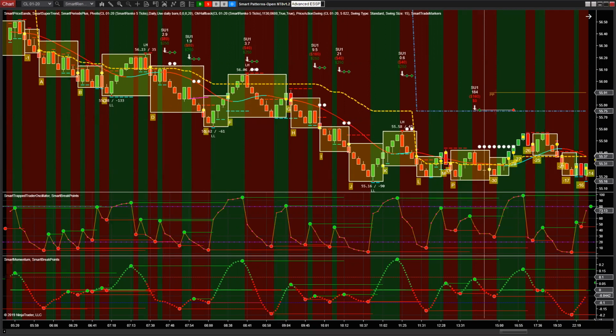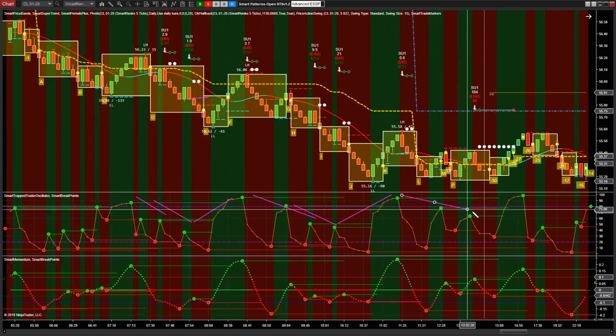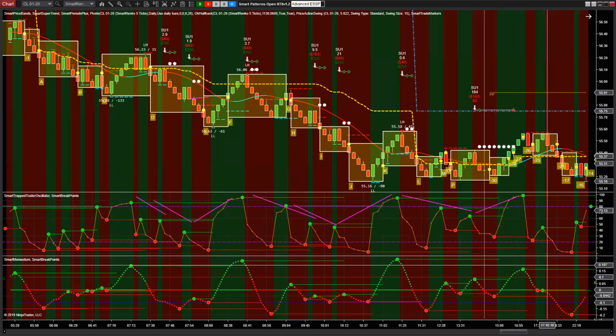And so what's the 3-dot pattern? 3 lower dots, 3 lower dots, 3 lower dots, and the next hook.